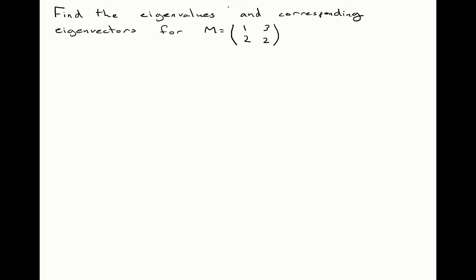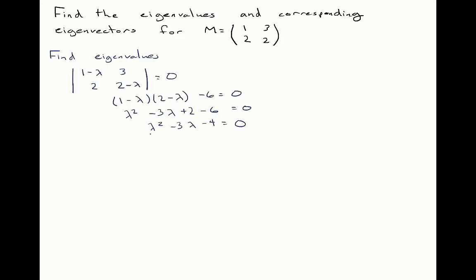Alright, so I gave you the matrix. I want you to find its eigenvalues and eigenvectors. And since it's a 2 by 2, that means there's 2 eigenvalues and 2 eigenvectors. Pause the video and give it a try. So first, we want to find the eigenvalues. Okay, so the eigenvalues are 4 and minus 1.